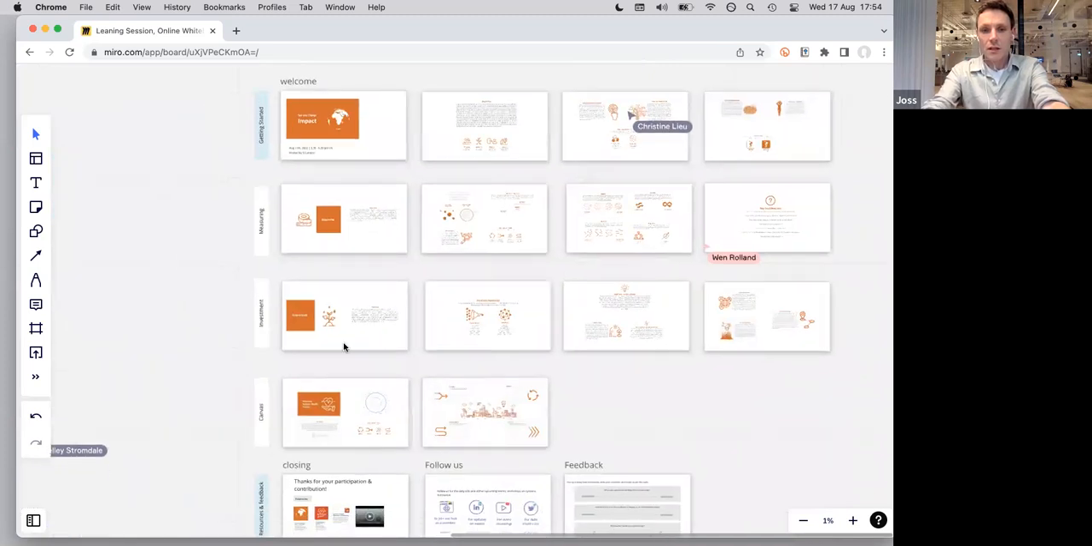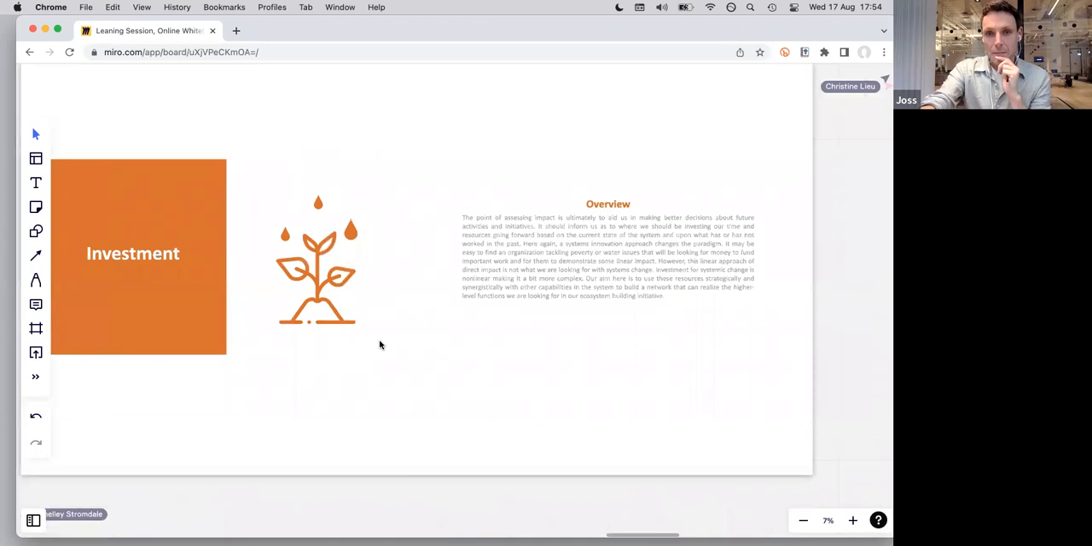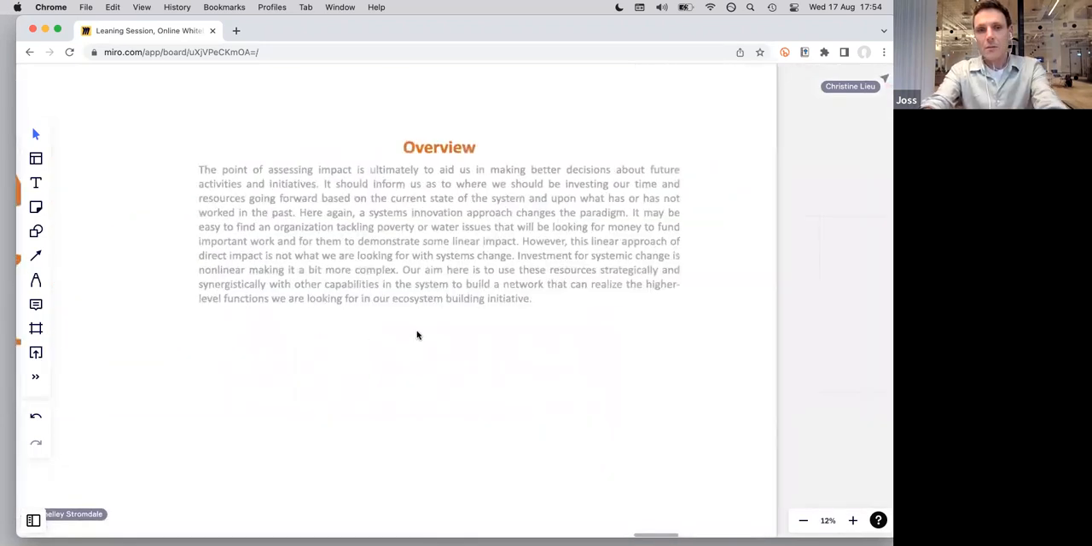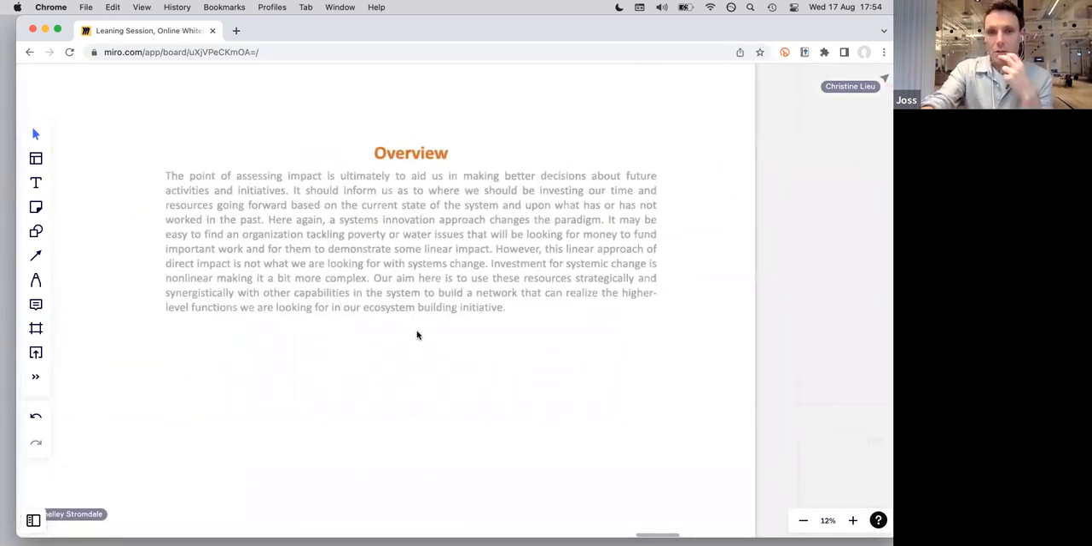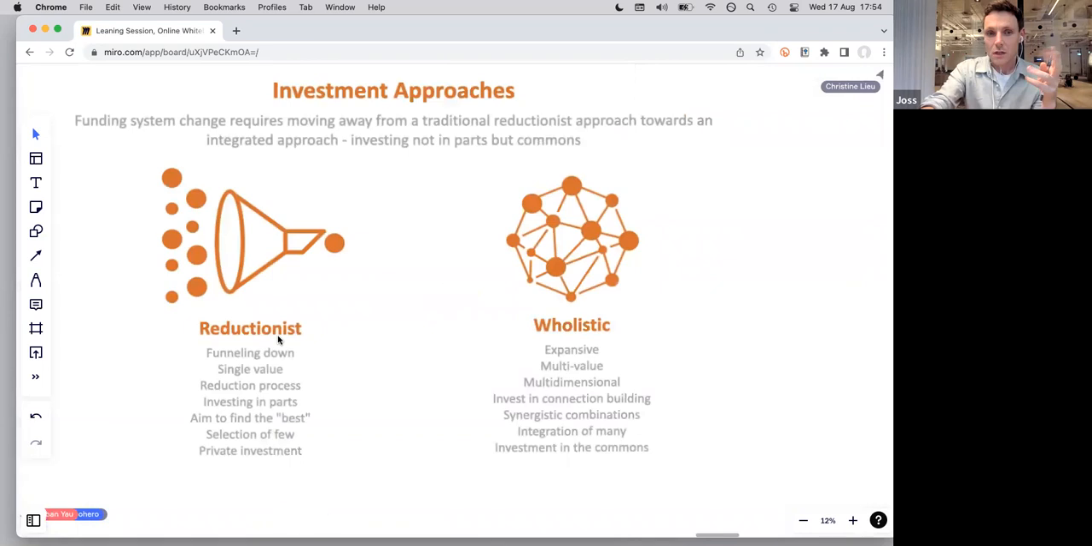So finally here, a little bit about investing for systems change. It's quite a hot topic at the moment. Again, it's going to be a very different paradigm to investing in the parts. This is what we normally do, this reductionist thing. We try to find the best part in the system and invest in that one part and exclude all the others. And then we duplicate that part and try to scale it out.